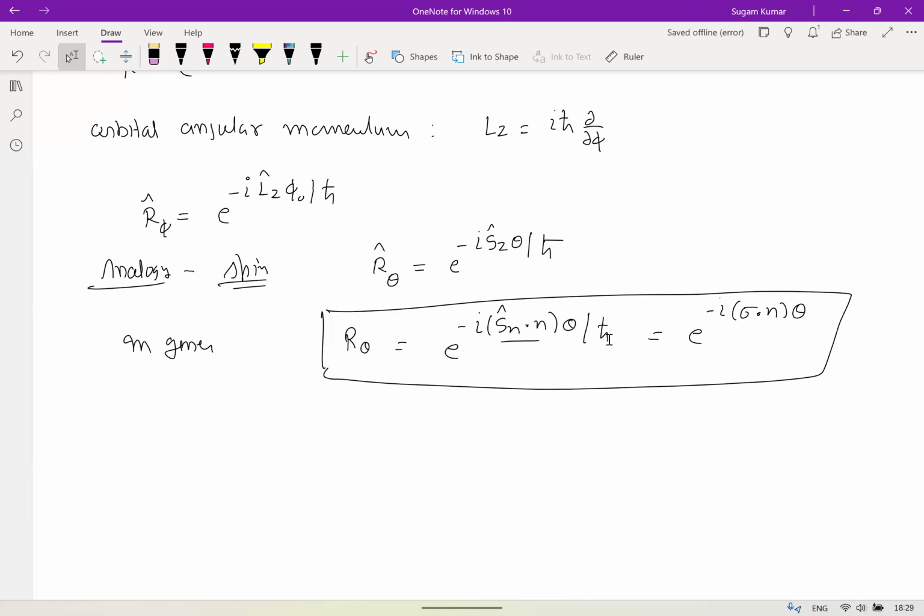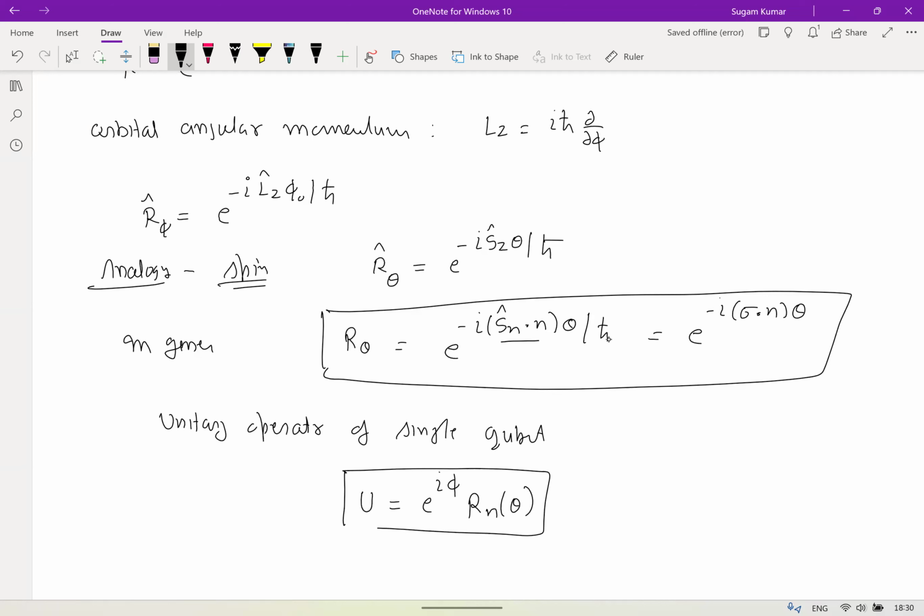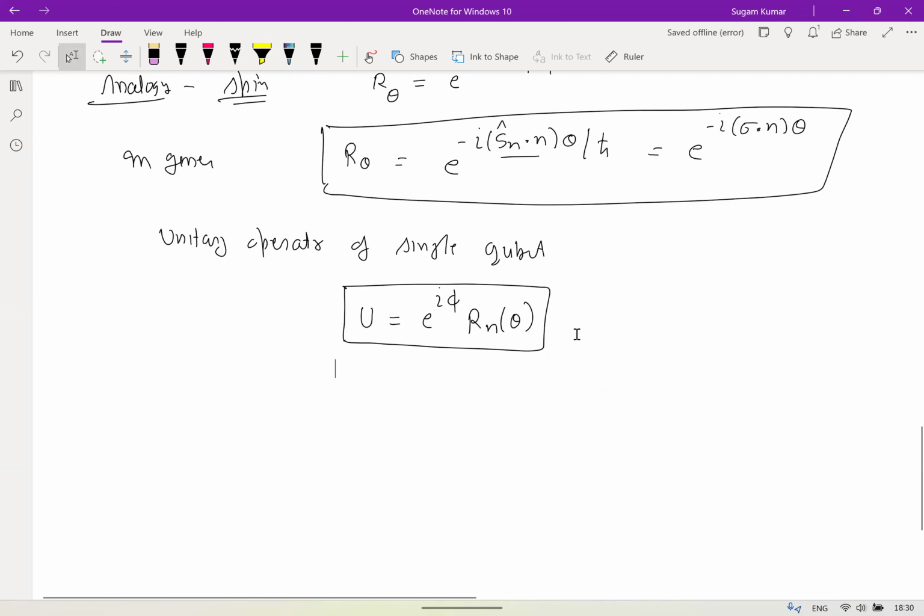So when you write down this whole thing as a unitary operator, the rotator that is going to rotate the whole system, that unitary operator, let us say of a single qubit, is written like e power iota phi into, let me call this R and theta. So this is how it's going to take this value.